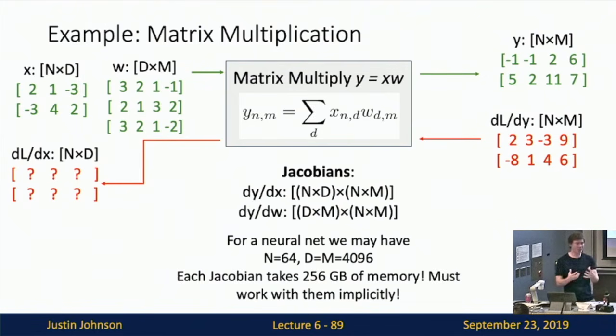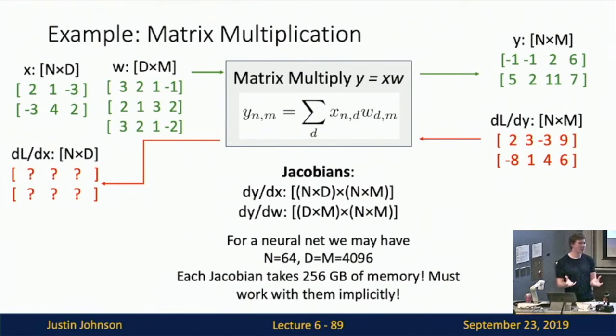Now if you imagine what the sizes of these Jacobians are, they're going to be pretty big. Like n by d times n by m. On the slide I've shown you these simple small examples, but for a real neural network, we might have n like 64, and d and m might be like 4096. If we multiply those out, each of those Jacobians is going to be like 256 gigabytes of memory in FP32. And the biggest GPU you can buy on the market today, I think, has like 48 gigabytes of memory. So clearly it's not going to work to explicitly form these Jacobians. And that's a pretty small neural network anyway.